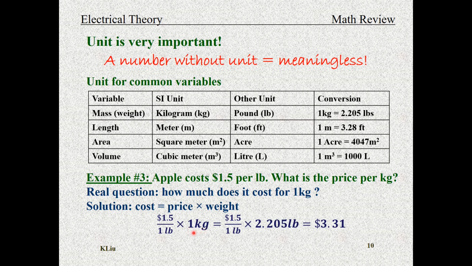Now the 2 weight units don't match, we need to convert one. 1 kilogram equals 2.205 pounds. Now we can complete the calculation and get the price, $3.31 per kilogram.